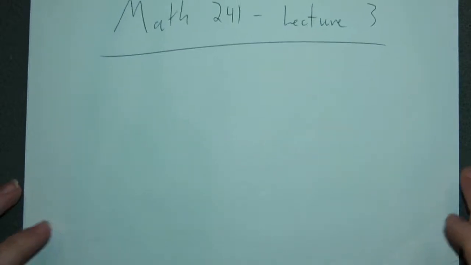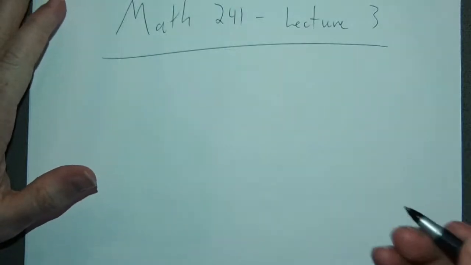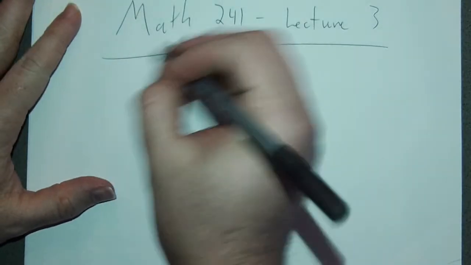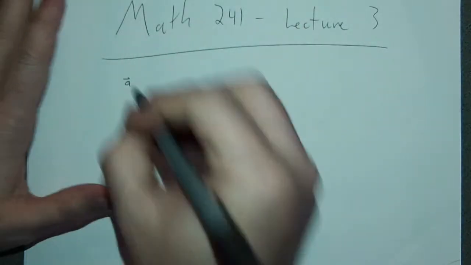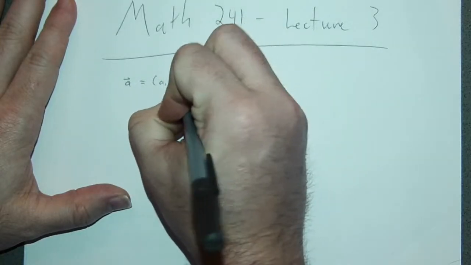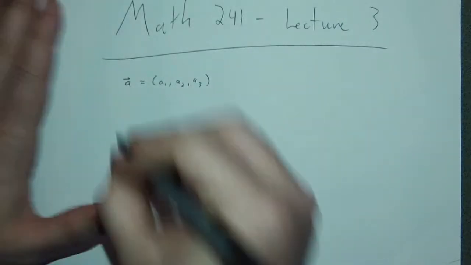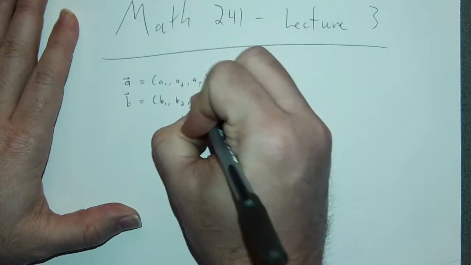Okay. So just to remind you of a couple things, we had defined some algebraic operations on vectors. For the entire course, when I write a vector, say the vector that I'll call A, I'm assuming that I'm writing this vector in the following form. So it has components A1, A2, A3. Same thing if I write B. This is B1, B2, B3.